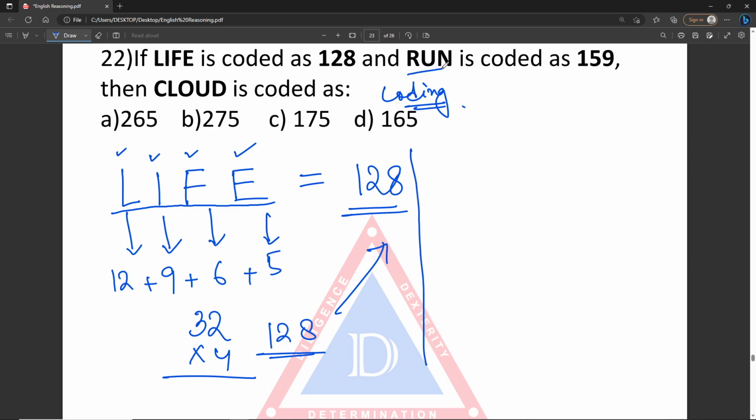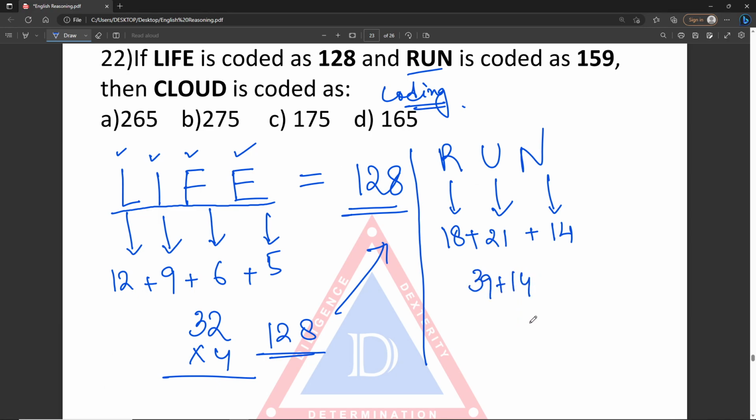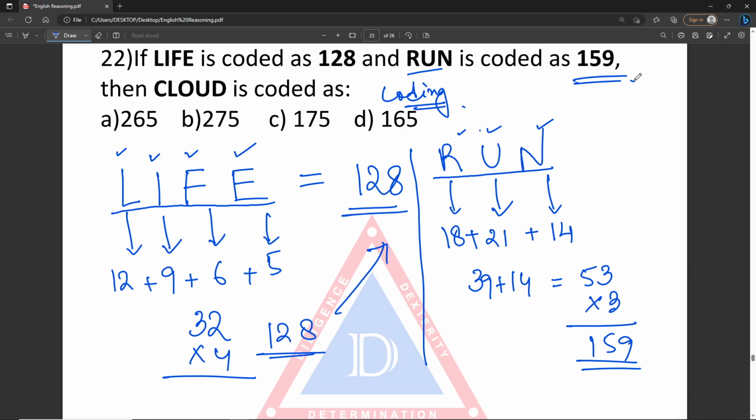Okay, let's see, RUN. R's place value is 18. U's place value is 21, and N's place value is 14. Just add it. If we add, we see 18 plus 21 is 39. 39 plus 14 comes to 53. Then how many letters are there? 1, 2, and 3. 3 letters, multiplied by 3. See, 159. Got it?